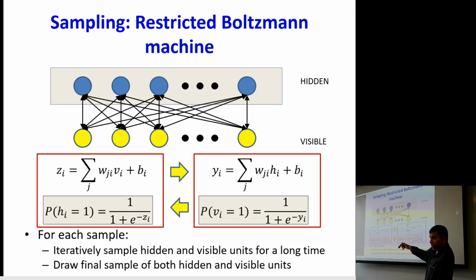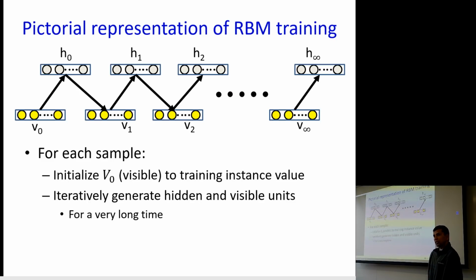Go back and draw the training units, the visible units. Use those visible units to go back and draw the hidden units. So you're going to be flipping back and forth in the generation. The whole process will look something like this.